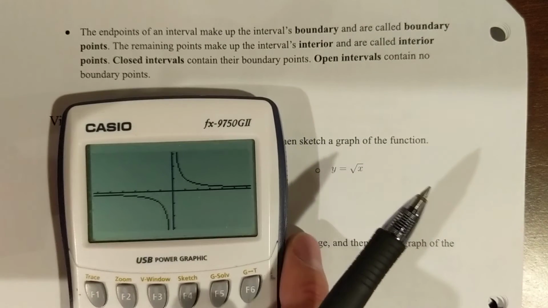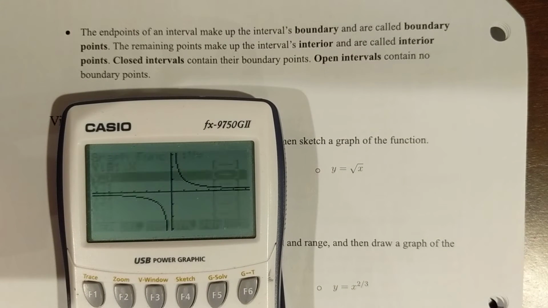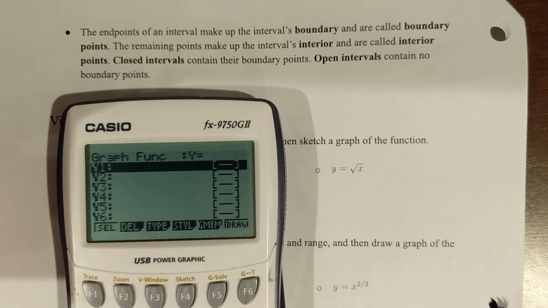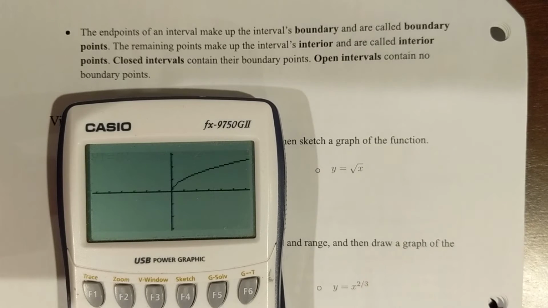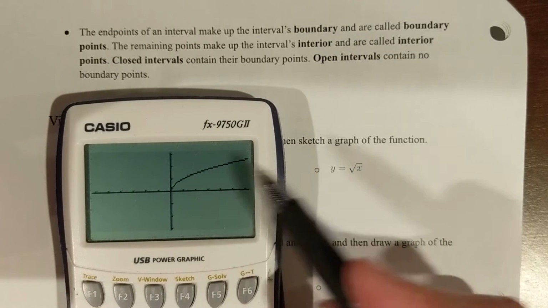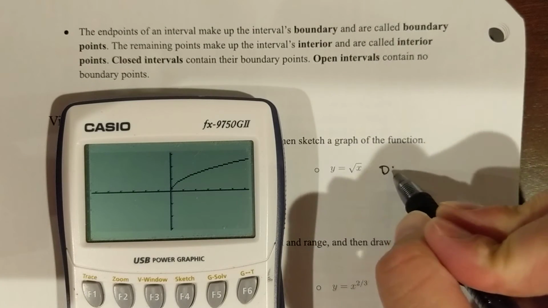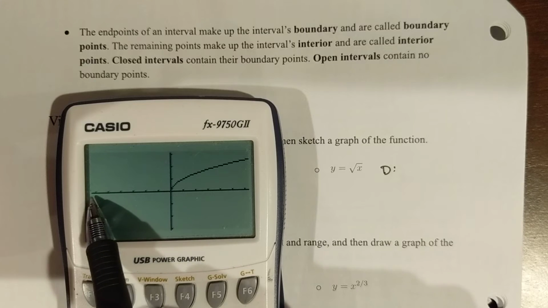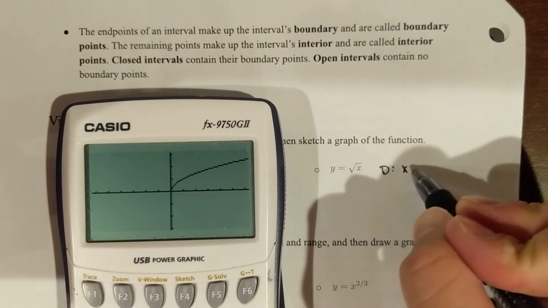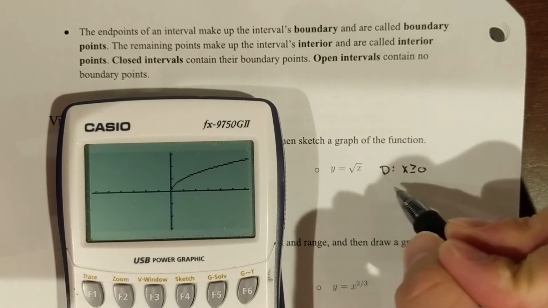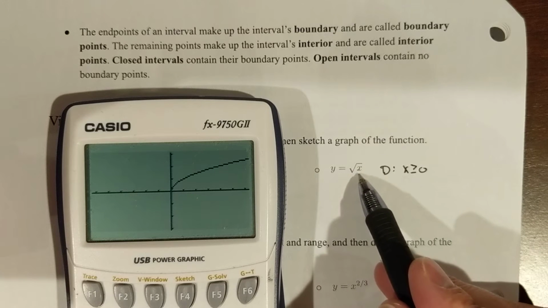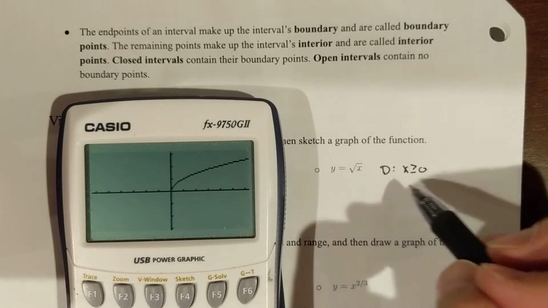All right, so the second one, root x. Let's go back to our screen, delete it, and draw the square root of x. It gets this little curve here. So the domain for this, if you look, it never takes any negative values, so the domain is x is greater than or equal to 0. And if you look at the equation, you're taking a square root, which can only be done of 0 or a positive number. You can't take a square root of a negative.